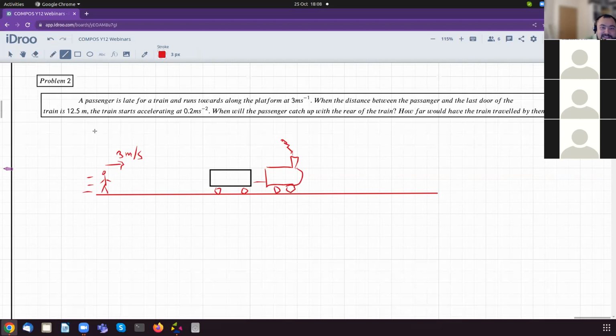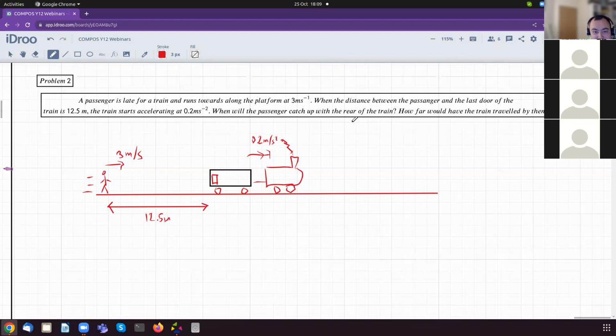And when the distance to the door of the train is 12.5 meters, the train starts to accelerate. The train starts to accelerate at 0.2 meters per second squared.